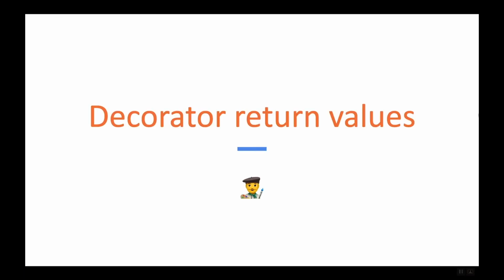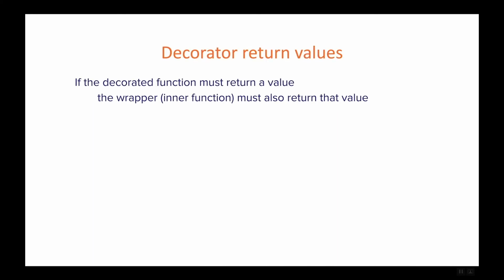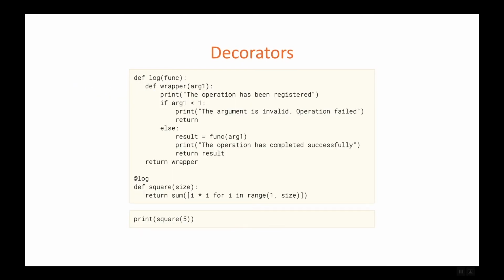So finally, we're going to talk about decorator return values. And the main idea here is simple as well. If the decorated function returns a value, then the wrapper, the inner function of our decorator, must also return that value. Okay, very, very important. It's the same idea with the parameters for the function. If the function has parameters, the wrapper must have the same parameters. If the function returns a value, the wrapper must return a value as well. So how do we do this?